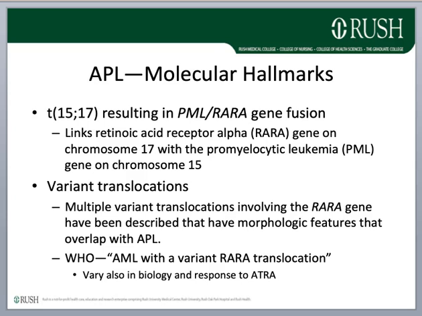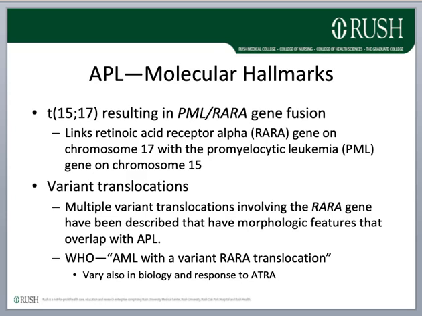Okay, the other unique thing about APL is its molecular hallmarks. APL is defined by the presence of a reciprocal translocation involving the long arms of chromosomes 15 and 17, which results in the creation of a fusion gene called PML-RARA, which links the retinoic acid receptor alpha, or RARA, gene on chromosome 17 with the promyelocytic leukemia, that is PML gene, on chromosome 15.